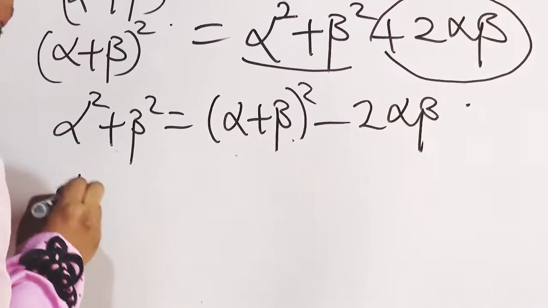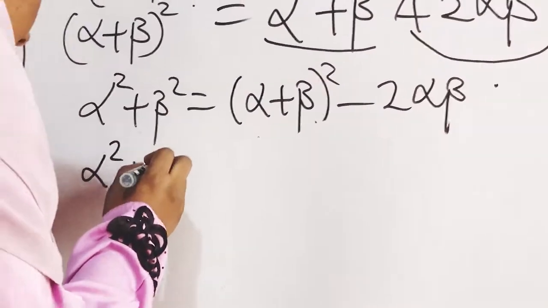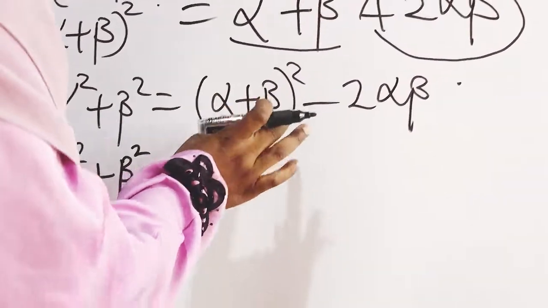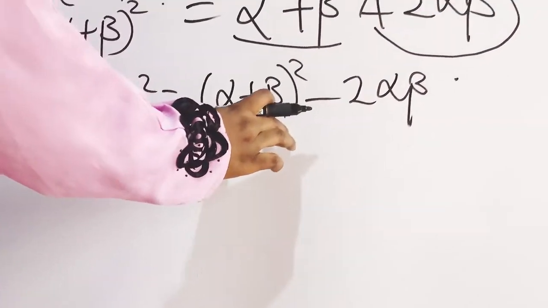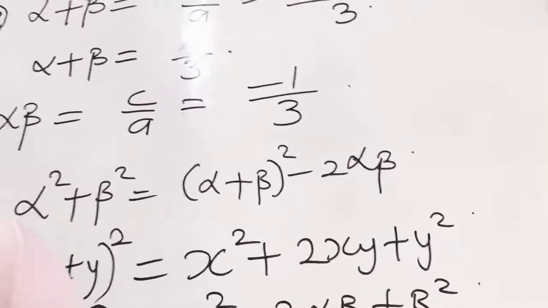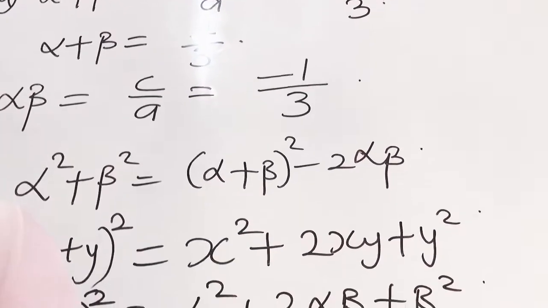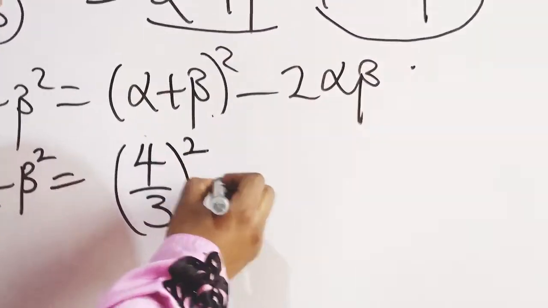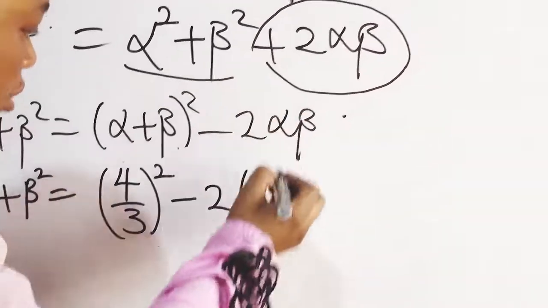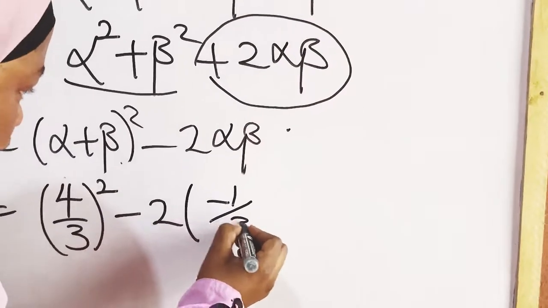Alpha squared plus beta squared is equal to, what is the value of sum of roots? Sum of roots is equal to 4 over 3. So then we are going to square it, minus 2 multiplied by product of roots, which is equal to minus 1 over 3.